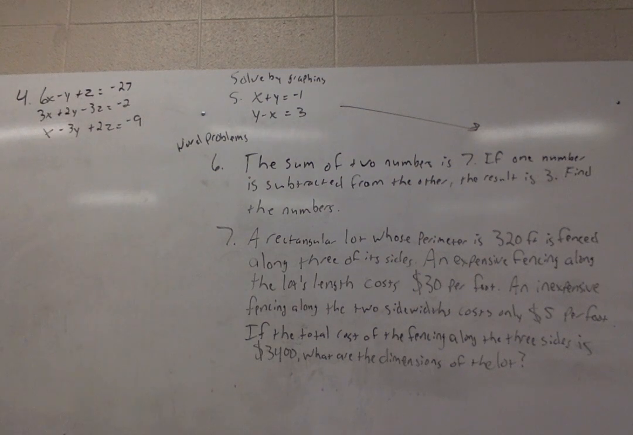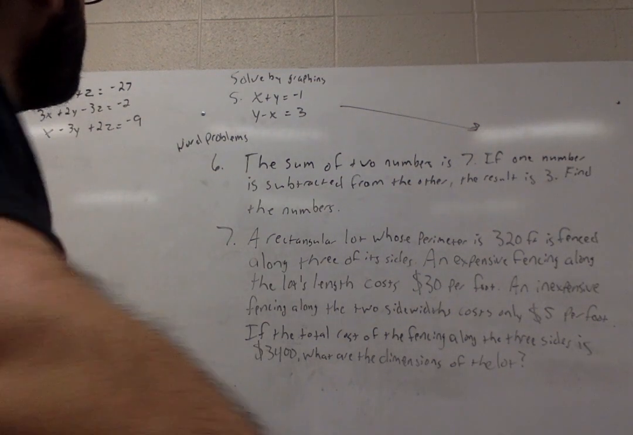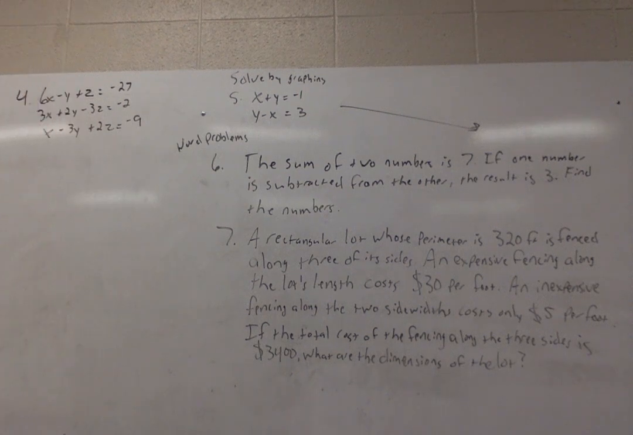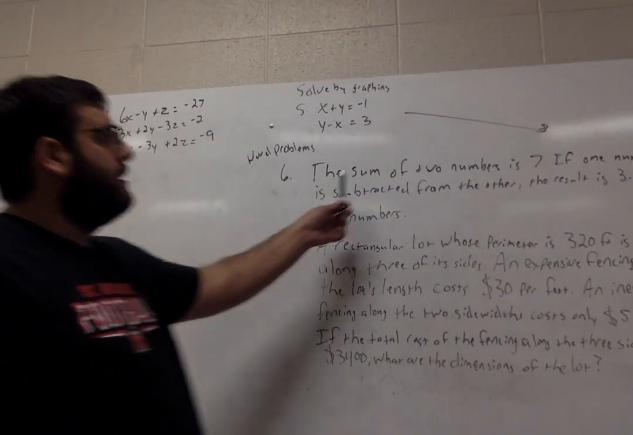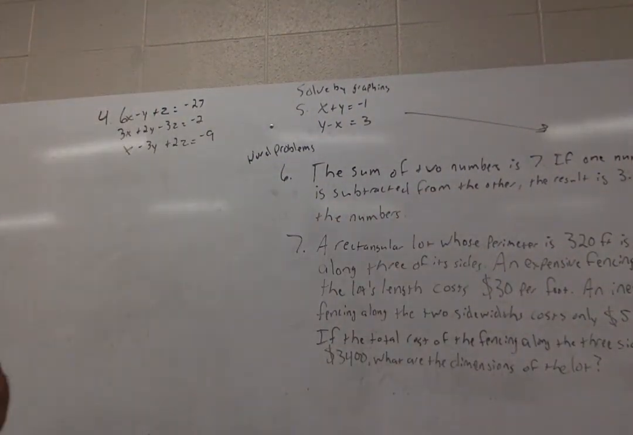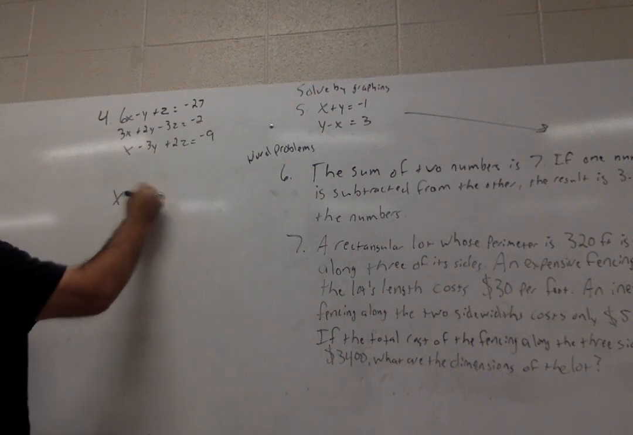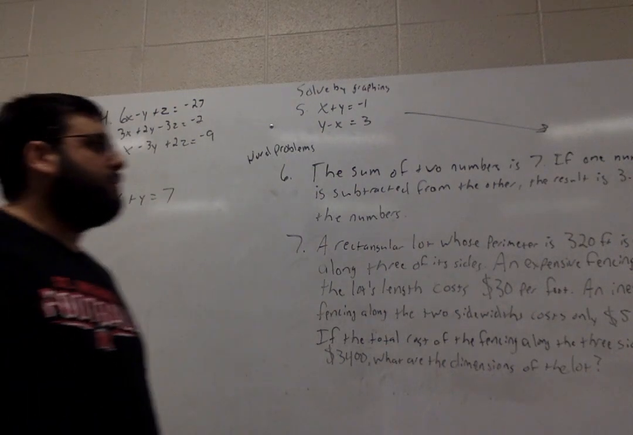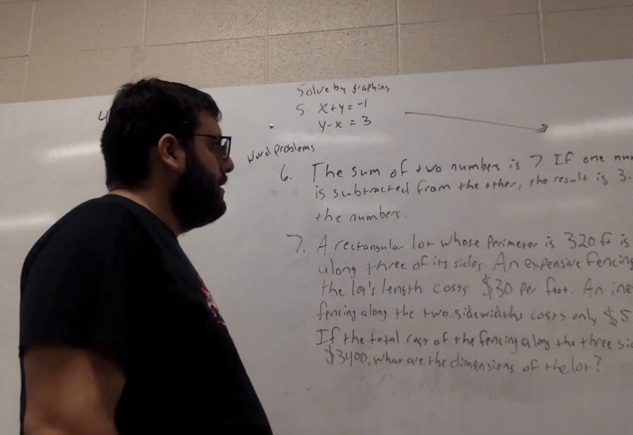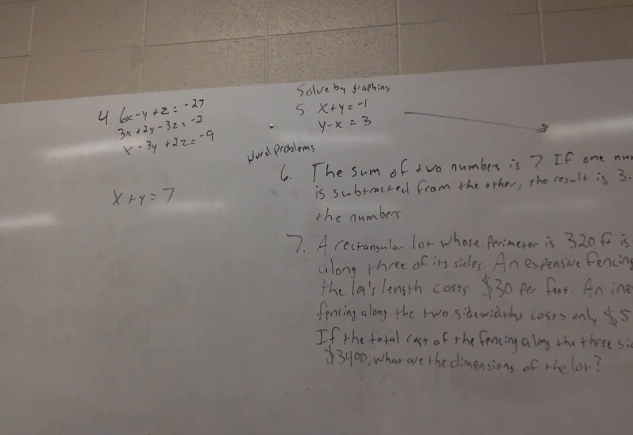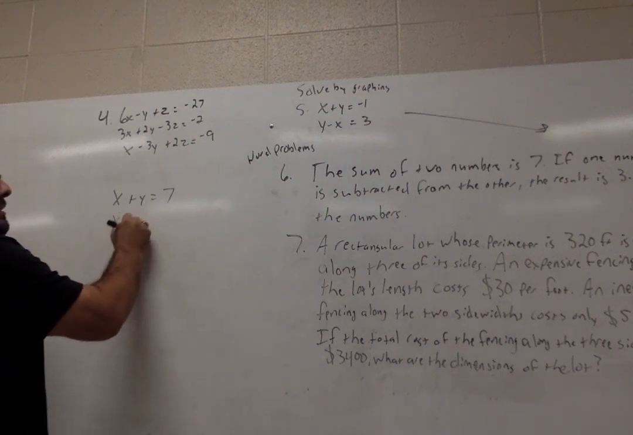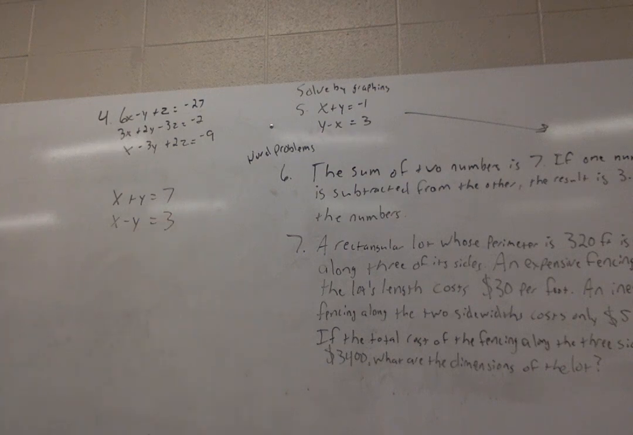All right. First word problem says, the sum of 2 numbers is 7. If one number is subtracted from the other, the result is 3. Find the numbers, okay? So there we already have our 2 equations. Sum of 2 numbers, right? Let's let those numbers be x and y. So the sum of these 2 numbers is 7. If one number is subtracted from the other, the result is 3. So let's say I subtract the second number from the first number. So x minus y is 3. Okay? Find the 2 numbers.